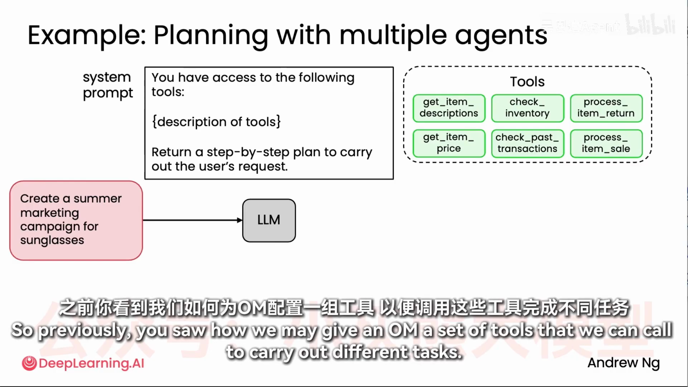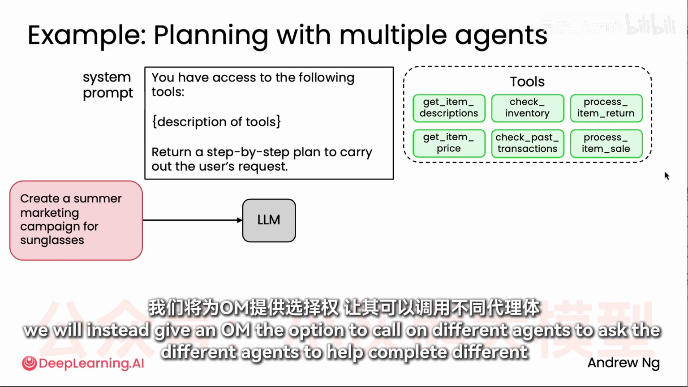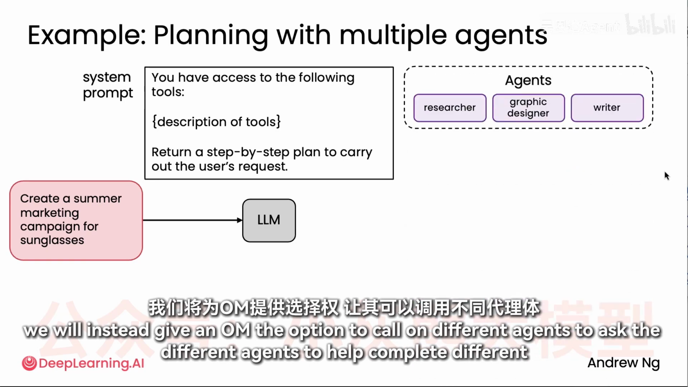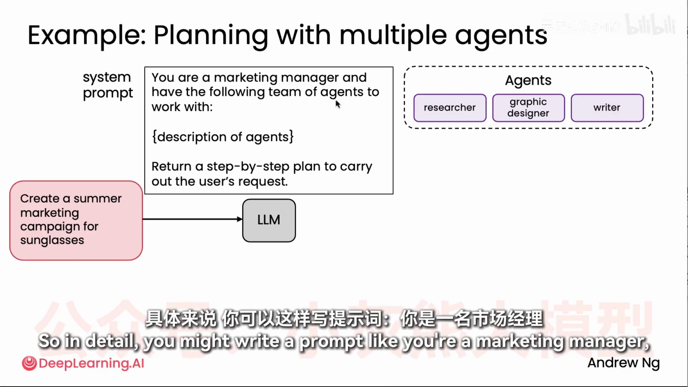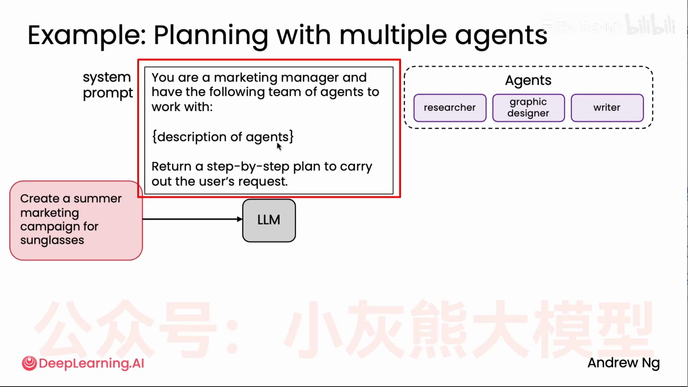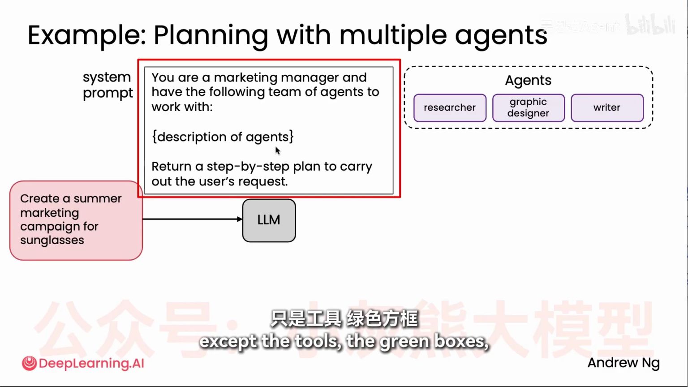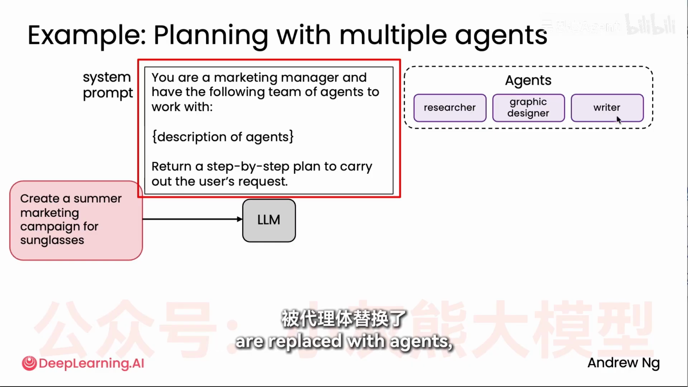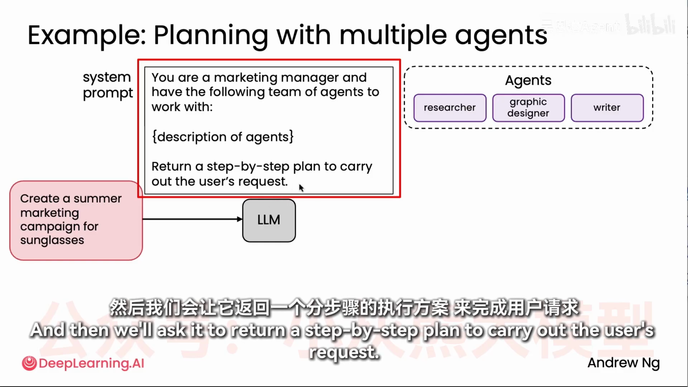Previously, you saw how we may give an LLM a set of tools that we can call to carry out different tasks. In what I want to show you, we will instead give an LLM the option to call on different agents, to ask the different agents to help complete different tasks. So in detail, you might write a prompt like, you're a marketing manager, who has the following team of agents to work with, and then give a description of the agents. And this is very much similar to what we're doing with planning using tools, except the tools, the green boxes, are replaced with agents, these purple boxes that the LLM can call on. And then we'll ask it to return a step-by-step plan to carry out the user's request.